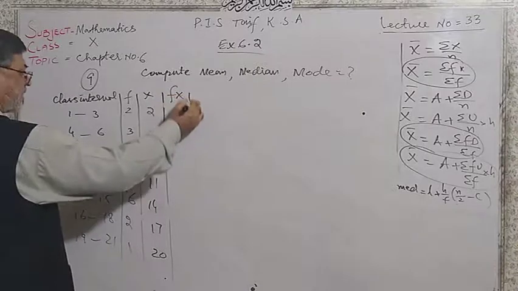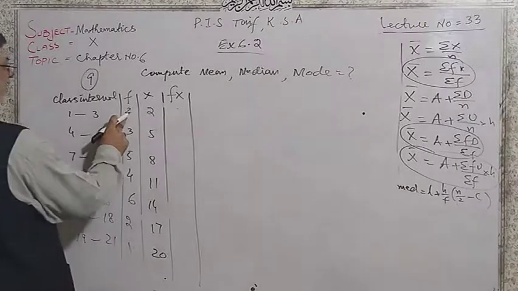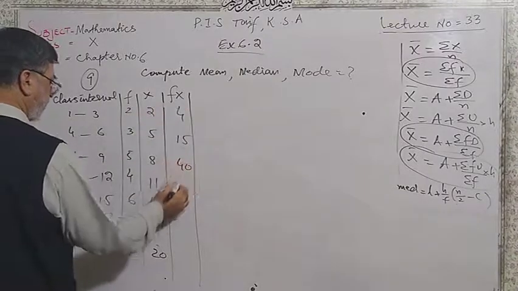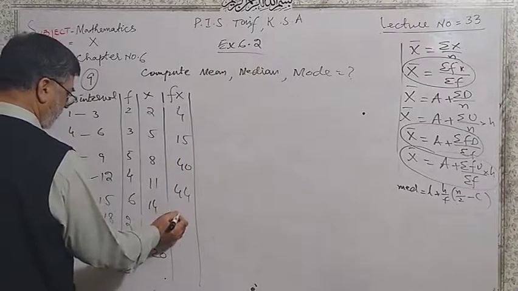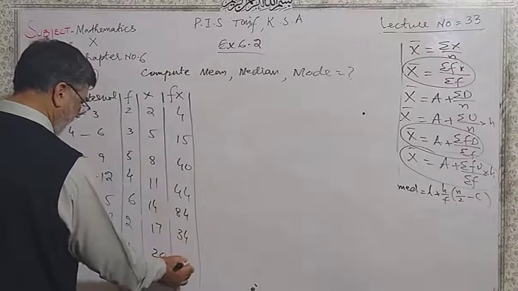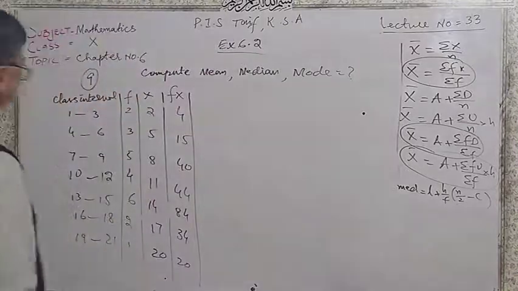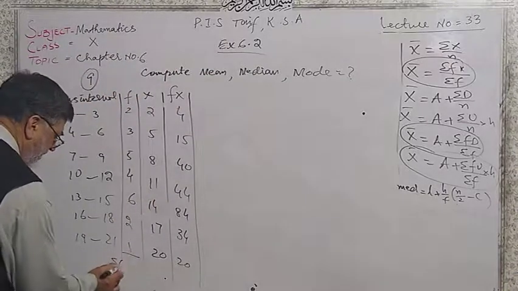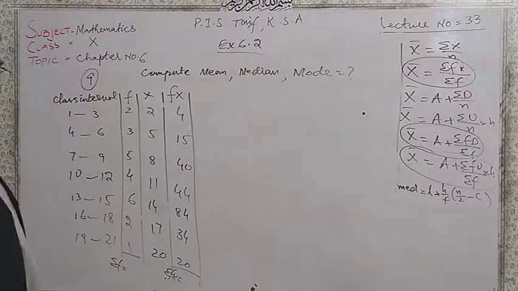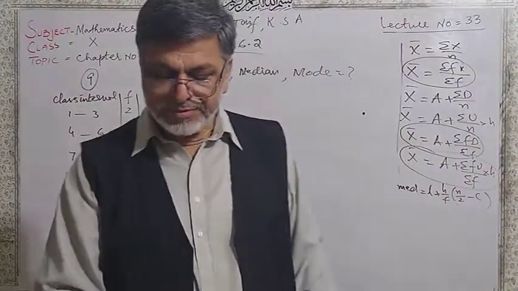Next column is fx. Remember that in case of fx, you will have 2 into 2 is 4, 15, that is 40, that is 44, this will be 84, then 34, and then 20. Dear students, we have fx. Now you will add the f values. Here will be sigma fx and sigma f. Sigma f is 23.